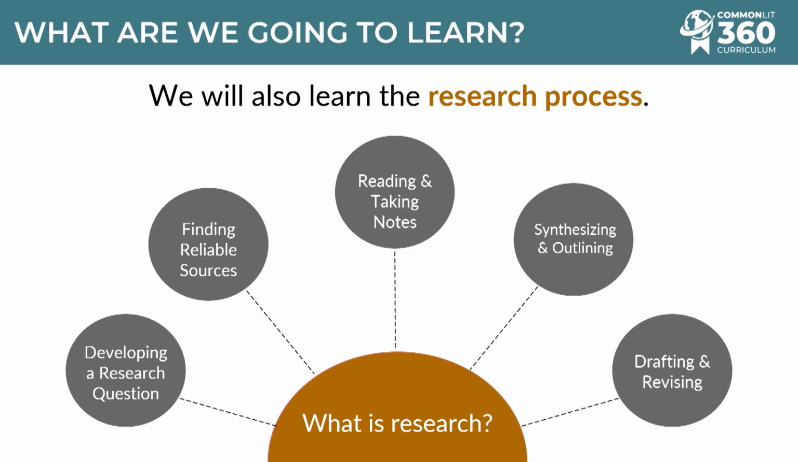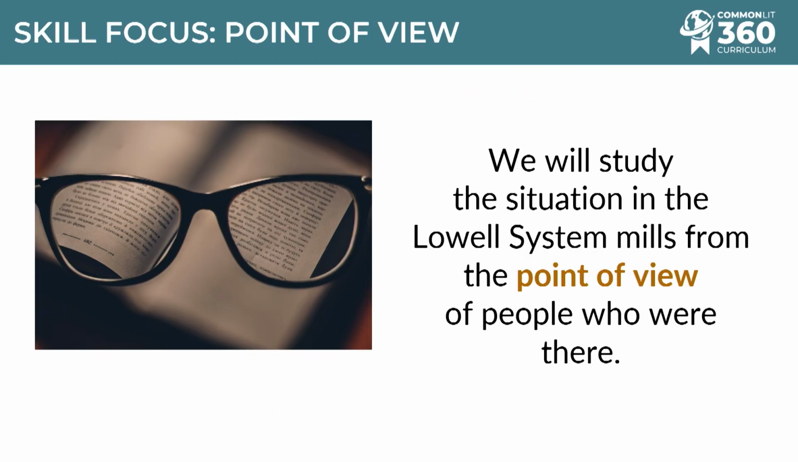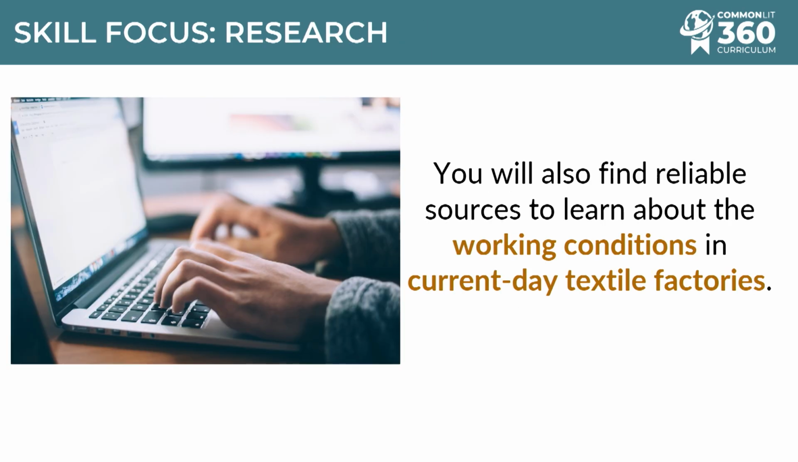So we will also learn about the research process. So developing a research question, finding reliable sources, reading and taking notes, synthesizing and outlining, drafting and revising. We will also study the situation in the Lowell System Mills from the point of view of the people who were actually there. We'll talk a little bit about primary sources and what those are and how we use those to complete research. You will also find reliable sources to learn about the working conditions in current day textile factories.